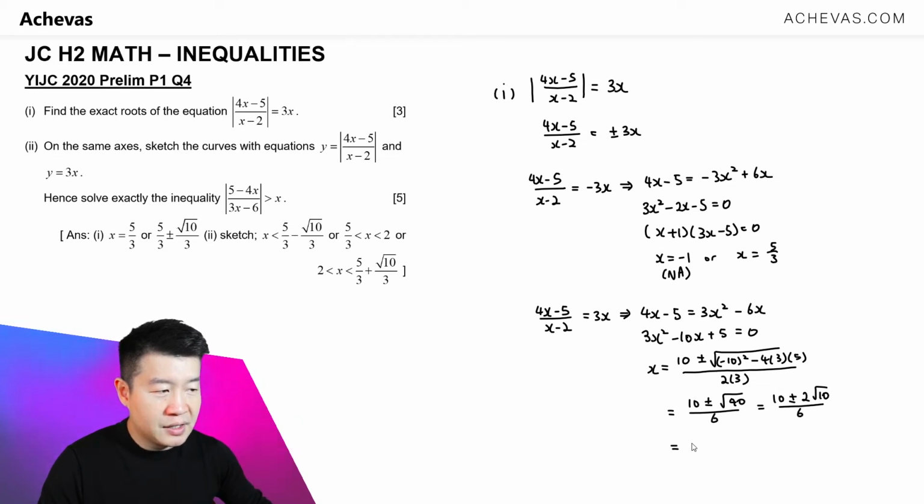So we will be getting 10 divided by 6, which is 5 over 3, plus or minus 2 divided by 6, which is 1 over 3. So this is going to be plus or minus square root of 10 over 3.